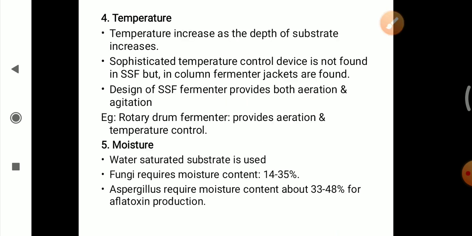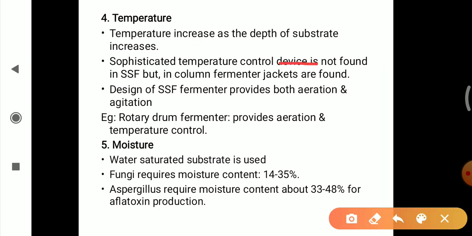Temperature. Temperature increases as the depth of the substrate increases. Sophisticated temperature control devices are not found. We don't use any kind of sophisticated temperature control devices in SSF fermenter. In column fermenter, jackets are found, that we will see. In the column fermenter, we use jacket to control the temperature.